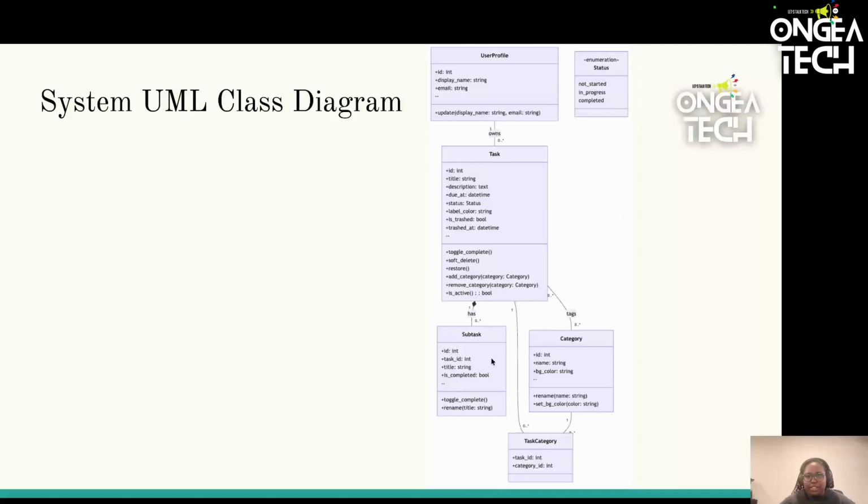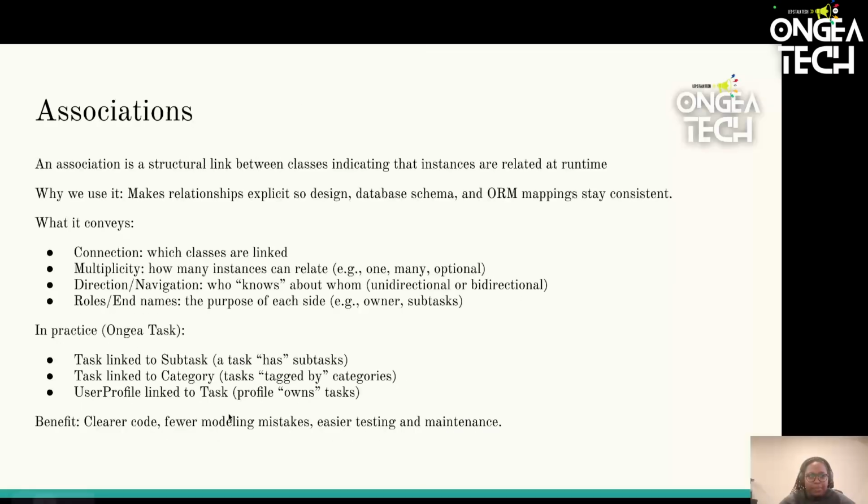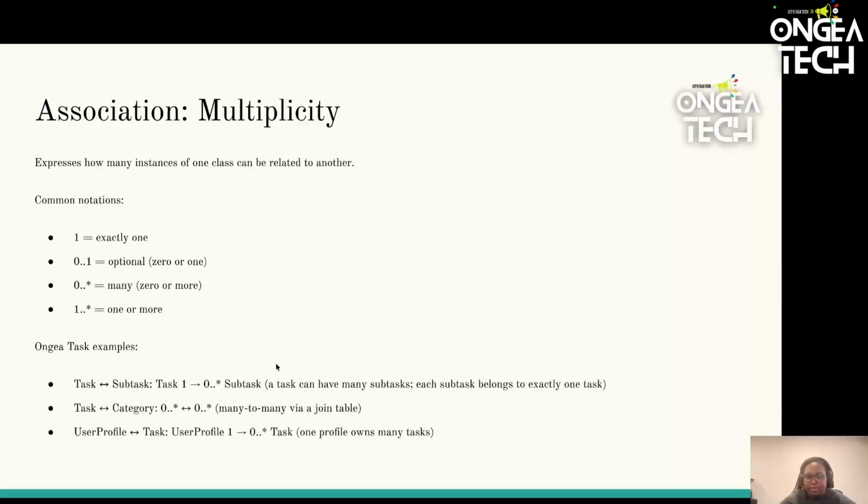I hope you guys can see this a little clear. I know it's a bit zoomed out, but these are the labels I was talking about. So we talked about task is linked to subtask, meaning it has subtasks.